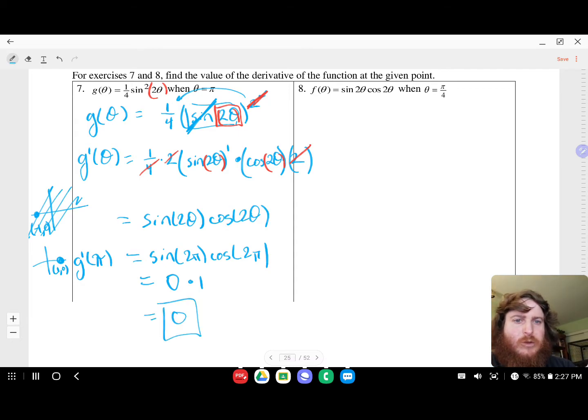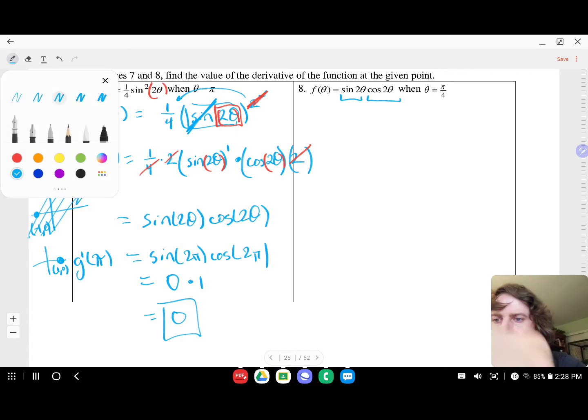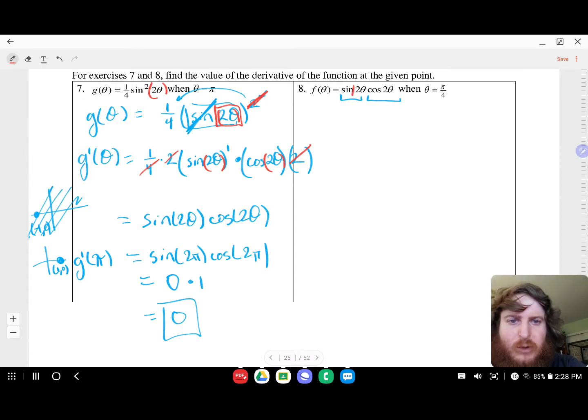Okay, next one, sine of 2 theta, cosine of 2 theta. So whenever we have 2 x's or 2 thetas next to each other, without adding, we know that that's multiplying, which is product rule. So we're going to do product rule now. Sine of 2 theta and cosine of 2 theta are going to get chained. But remember I said we start off with the outside. In the last question, the outside was the squared. In this question, the outside is sine, cosine. Like there is no real outside. The outside is the product.